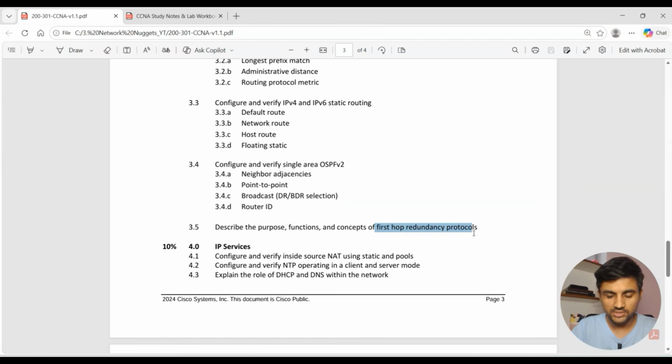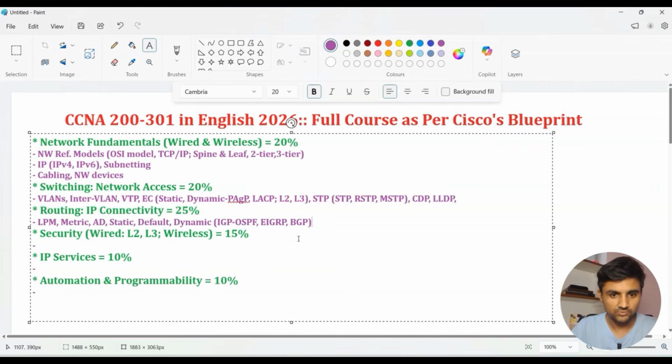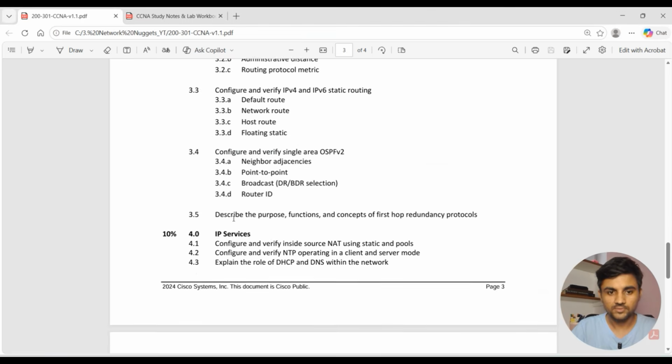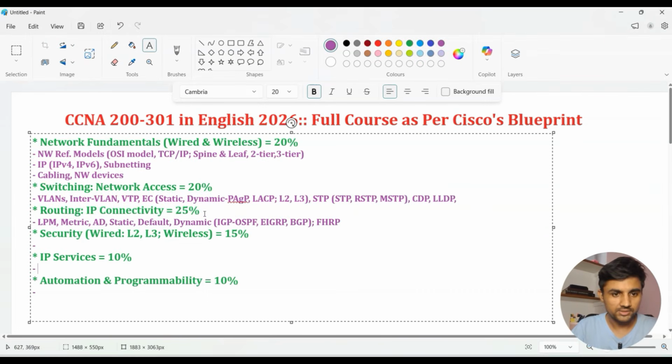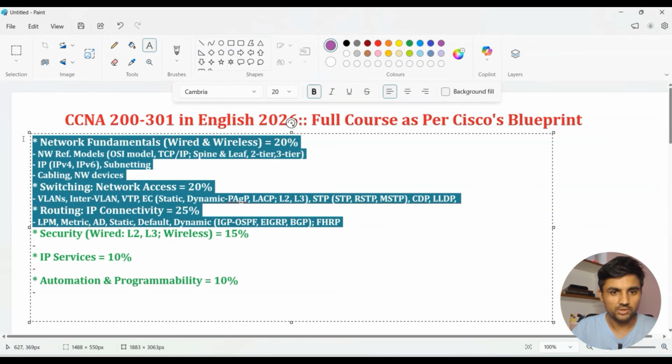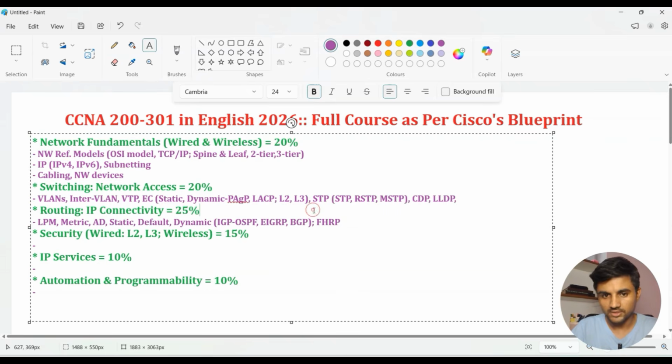So FHRP they have included here. So yes, that's one more thing. Let me write it separately. First Hop Redundancy Protocol. So now it's not under IP services, it's under routing, IP connectivity. So that in total makes 60, 65% of the content from your routing and switching part, including a bit of wireless.